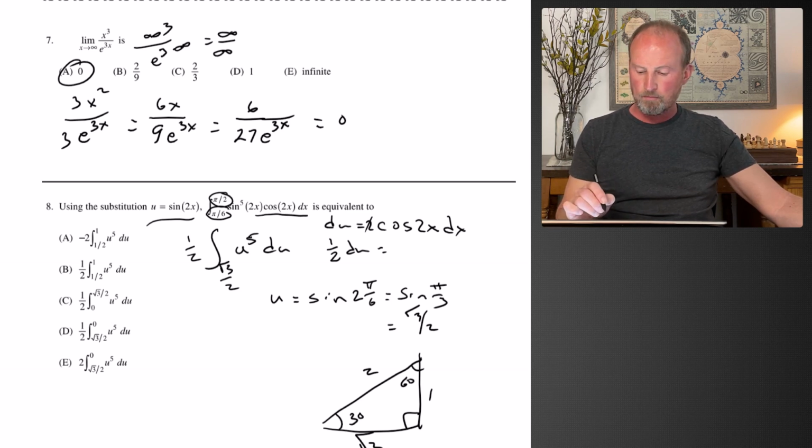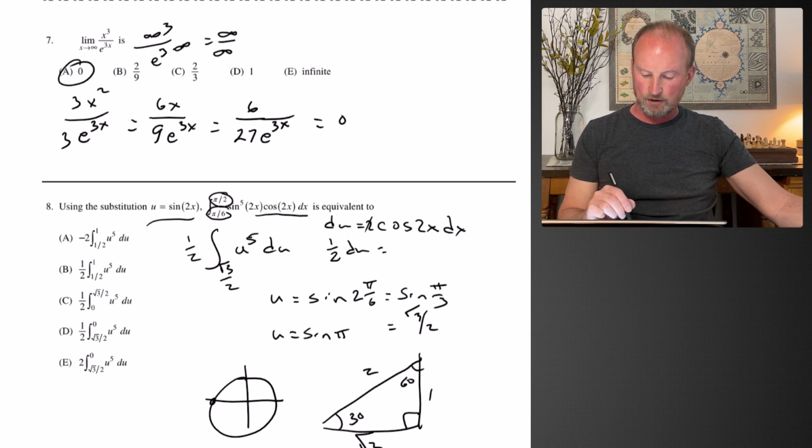Plugging in pi over 2, I get u equals sine of pi over 2 times 2, which becomes the sine of pi. And sine of pi, remember on the unit circle, pi is sitting over here. Sine is my y value, so the sine of pi would be 0. Looking at my options, I get letter D.